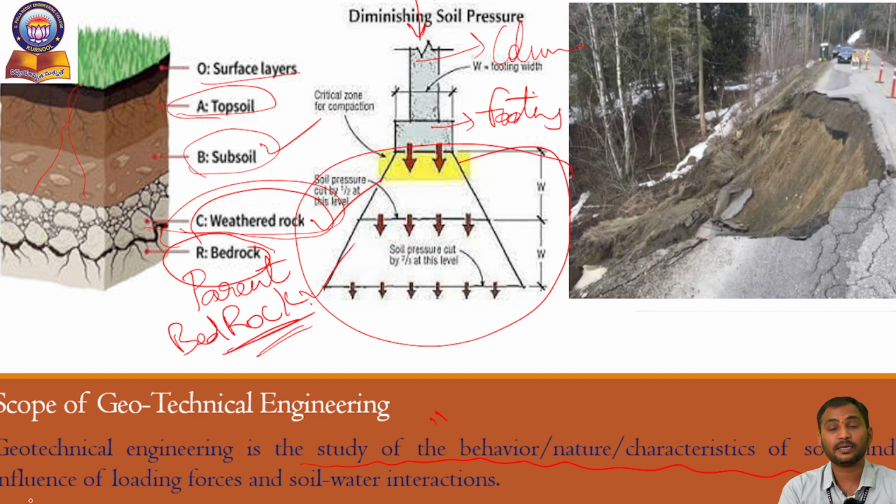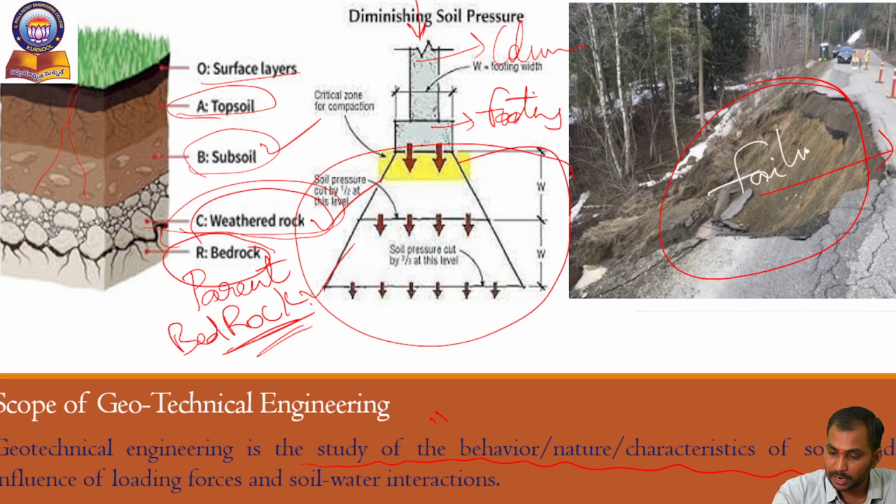And not only characteristics of soils below the ground surface. If we travel in any ghat sections, or any slope areas, we have to check the stability of earth slopes. See, this is the failure part, the earth slope surface.